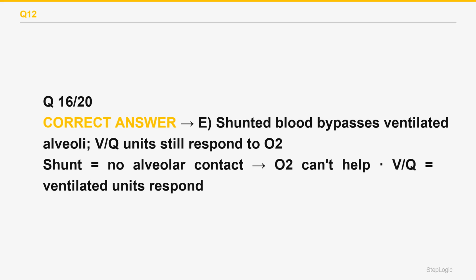This is a classic clinical test. Hypoxemia that corrects with 100% oxygen is a V/Q mismatch or hypoventilation, while hypoxemia that does not correct with 100% oxygen indicates a true shunt, such as a right-to-left cardiac shunt, severe ARDS, or complete atelectasis. The failure to respond to oxygen is the fingerprint of a shunt because the blood never reaches the oxygen. Bypassing ventilated alveoli is why the shunt does not correct.